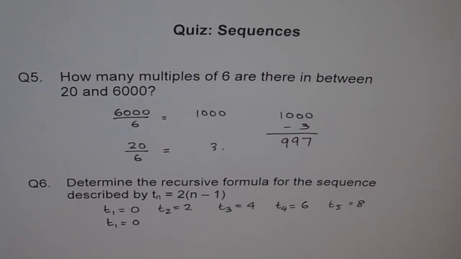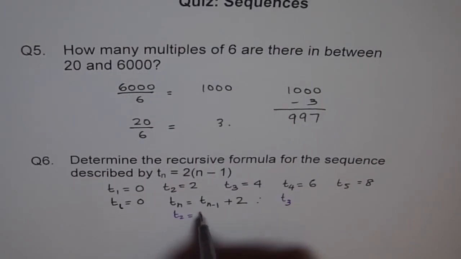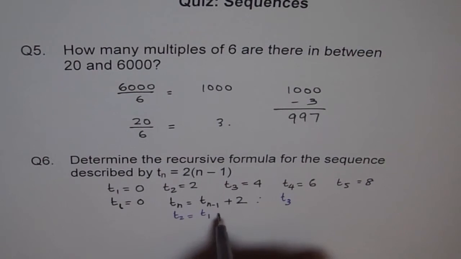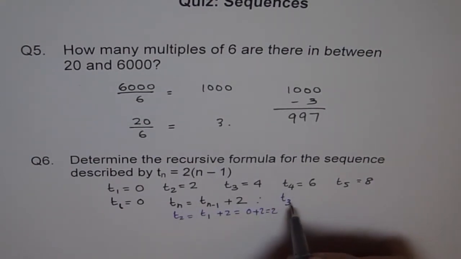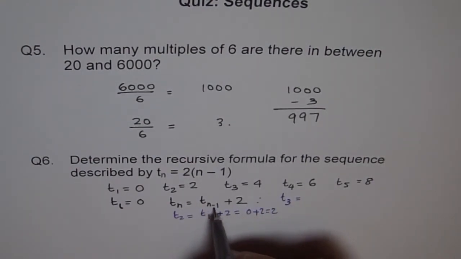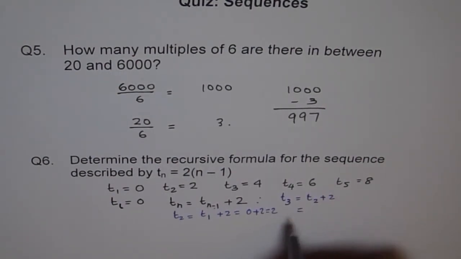Sometimes it could be more than one value also, right? And then we can say Tn equals T of n minus 1 plus 2, since it goes up by 2. So T2 is T1 plus 2, which gives us 0 plus 2 is 2. So we get 2, correct? Now T3 will be T2 plus 2, right? And T2 we just calculated as 2, right? So we write 2 plus 2 and we get 4, correct?